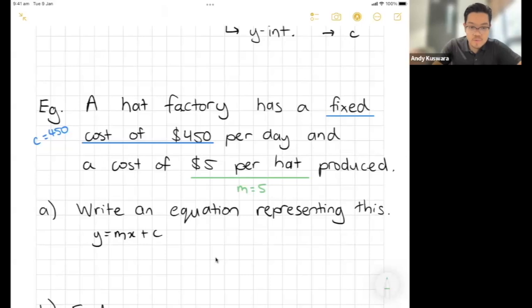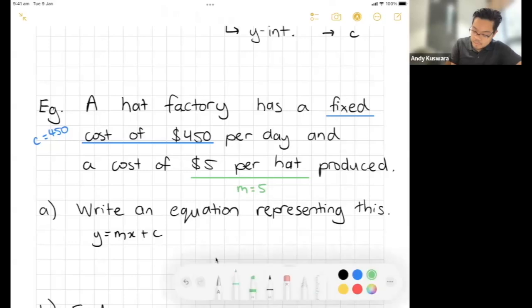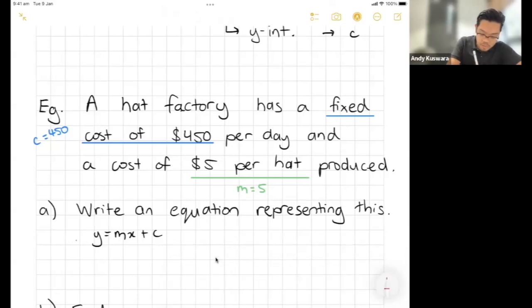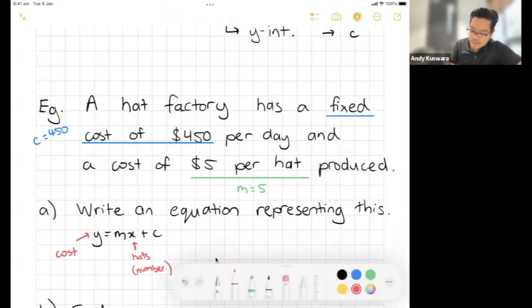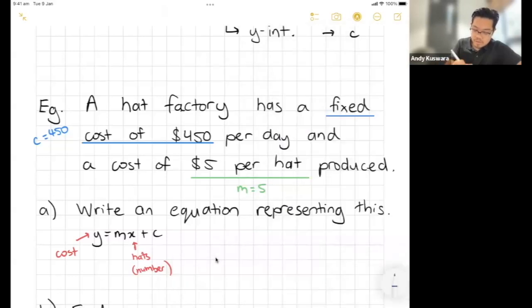Now, how do I write an equation representing this? Also, y and x don't make the most sense for this. So what I'm going to do here is represent the cost. Cost, I'm going to represent as y, and I'm going to write all this down. y is going to represent the total cost, and x is going to represent the thing that I'm producing, which in this case is the number of hats. Now if I want to rewrite this equation, I'll write it in blue so it doesn't look so boring.